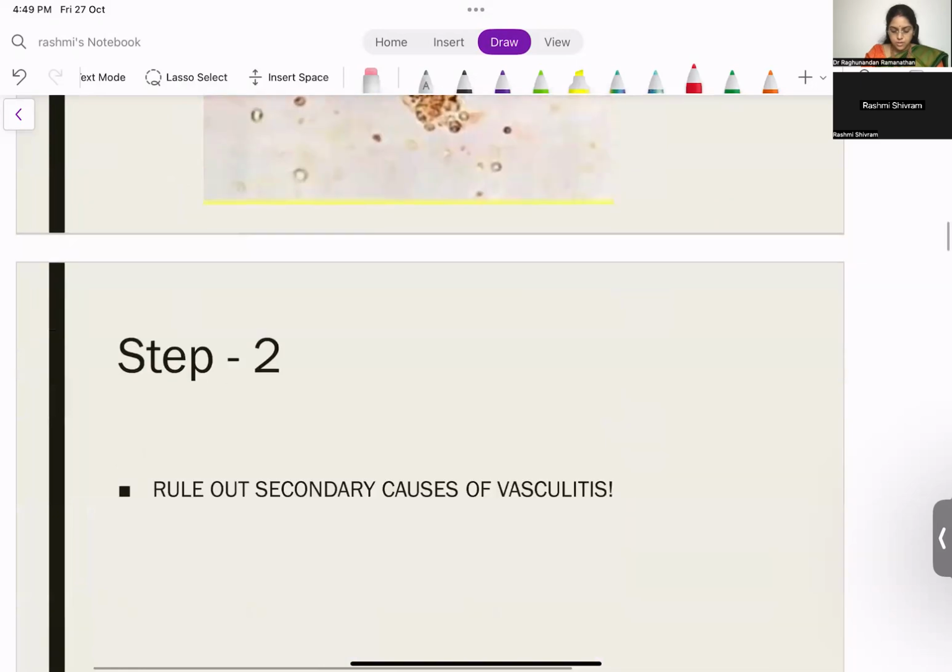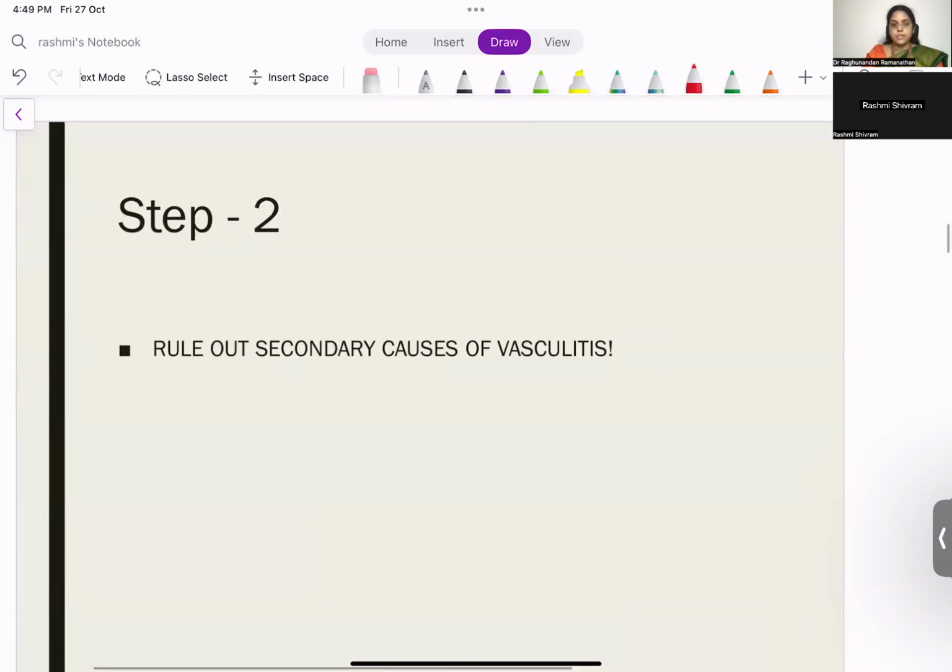Moving on to the second step. What was the first step? You need to think whether this patient can have vasculitis. That is the first step. The second step is you need to rule out the secondary causes of vasculitis. Apart from a primary vasculitis, there are other causes of vasculitis, like malignancy and drugs. All these things can also precipitate vasculitis. So you must remember this.